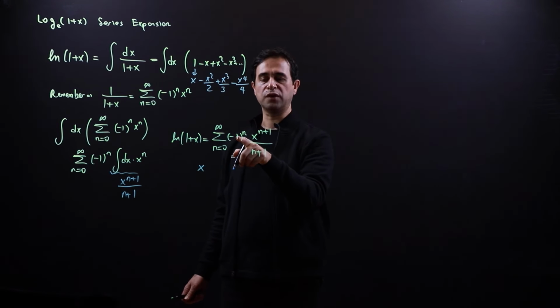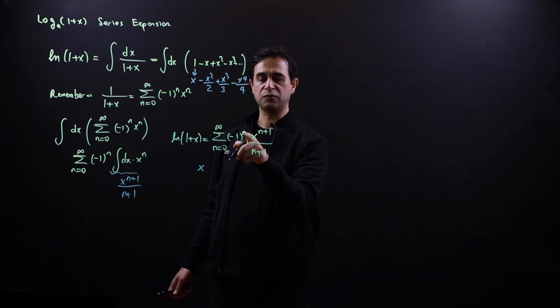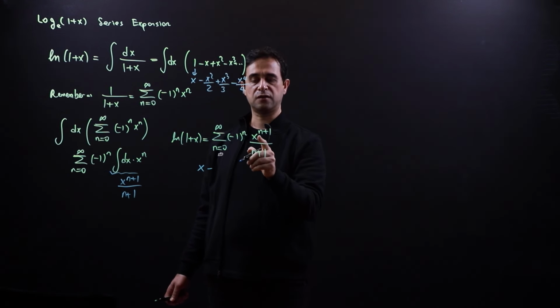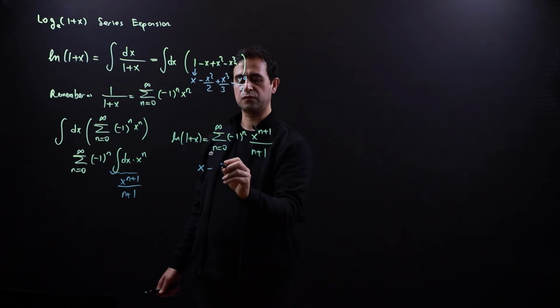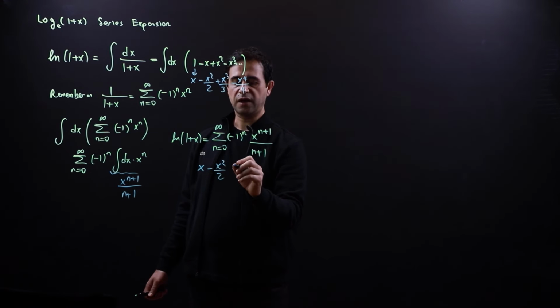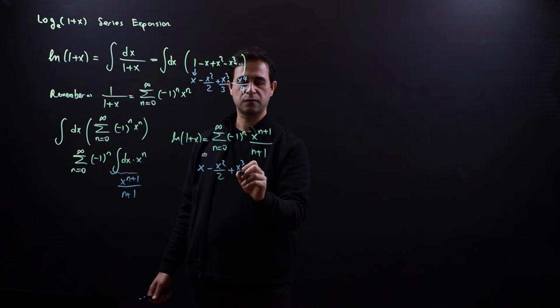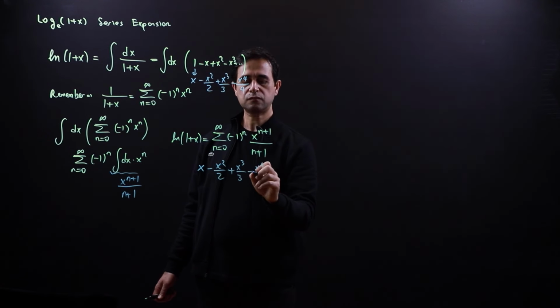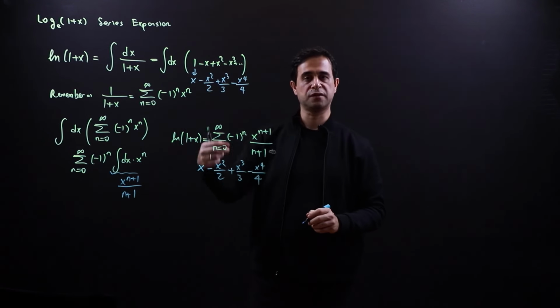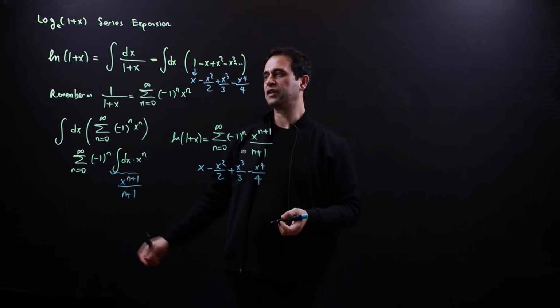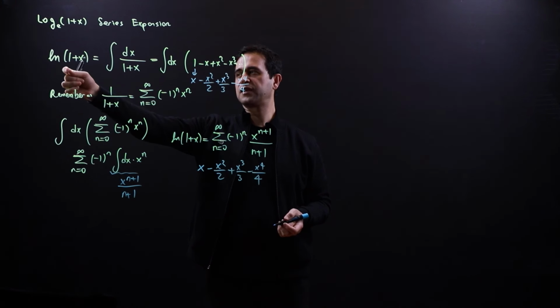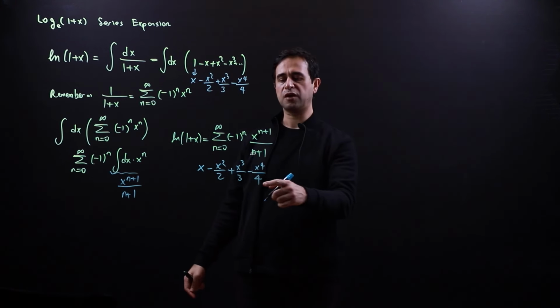The next term, n equals 1 term, gives you minus 1 to the 1, which is minus 1. And this is going to be n equals 1, so that's why it's x to the 2 divided by 2, right? And you can infer the rest, right? So you see that both of these things are exactly the same. So this is a nice trick for expressing logarithm of 1 plus x in powers of x.